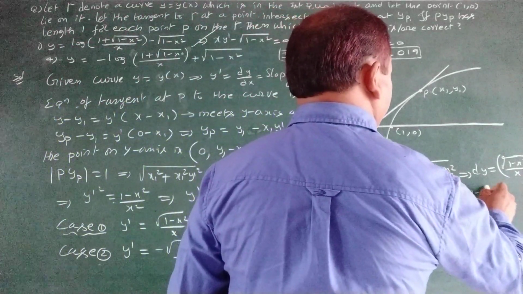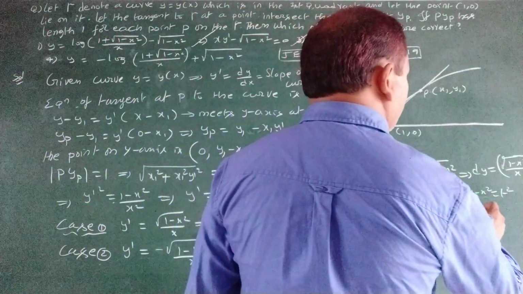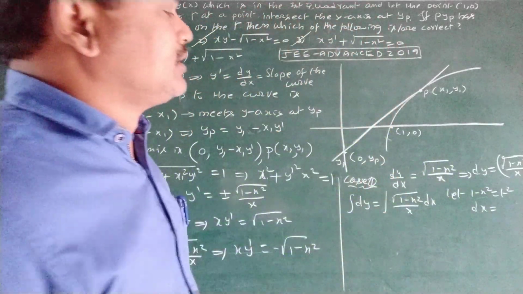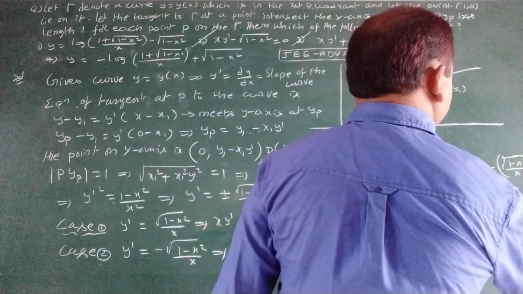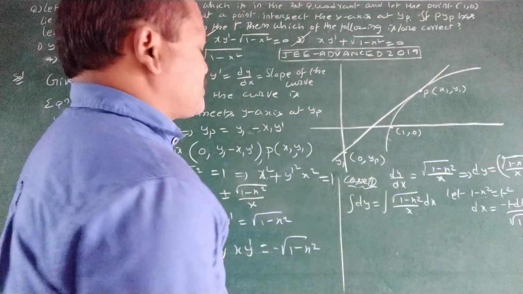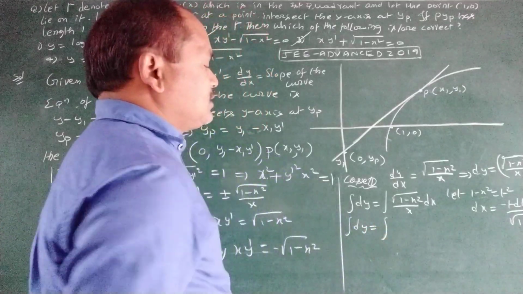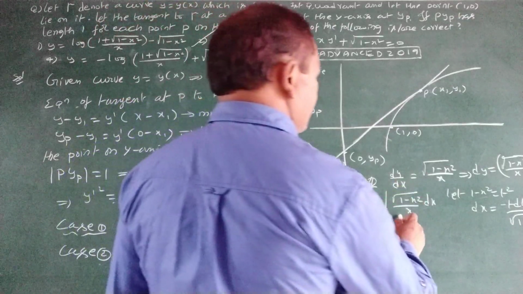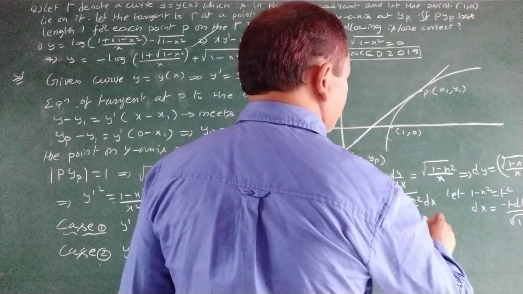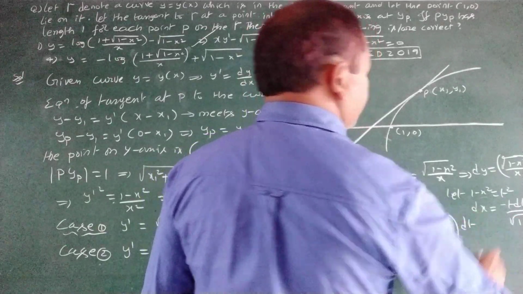Let us take 1 minus x square is equal to t square. Then minus x dx is equal to t dt. That's why dx is equal to minus t dt by root 1 minus t square. Now we have to substitute here. Integral dy is equal to integral, here root 1 minus x square is t, by x, which is root of 1 minus t square, into minus t by root 1 minus t square dt.